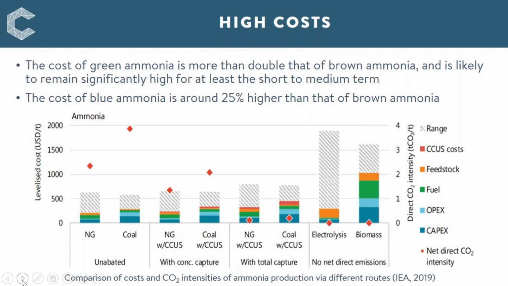This figure here shows the results from a recent IEA study, and it compares the cost and the carbon intensity of ammonia produced by different routes.